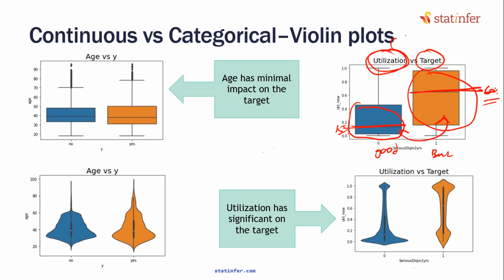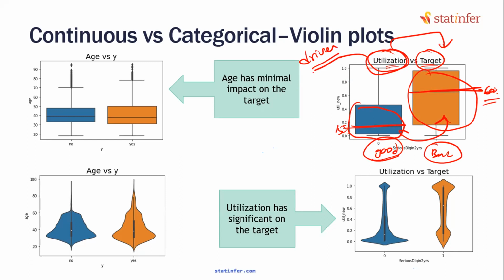Definitely, utilization does matter. If the utilization is low, you can say good customer. If utilization is high, you can say bad customer. So that's how you can show them visually that utilization and target are related. This is a strong driver. Strong driver means what? It will be having a good predictive power.